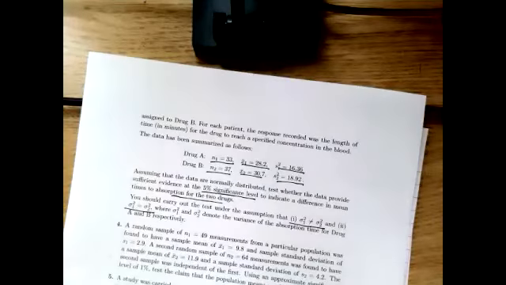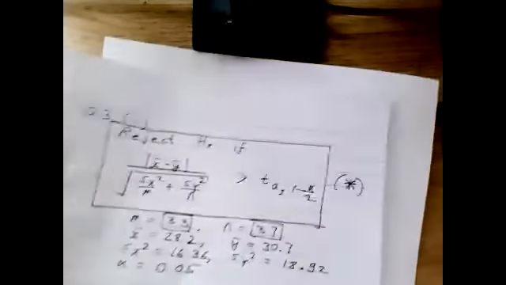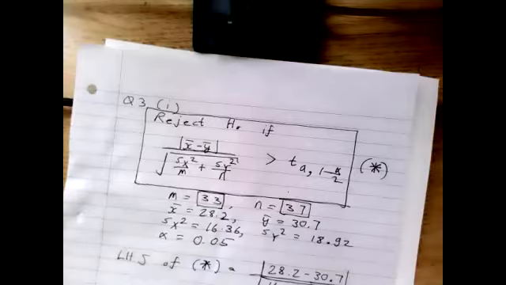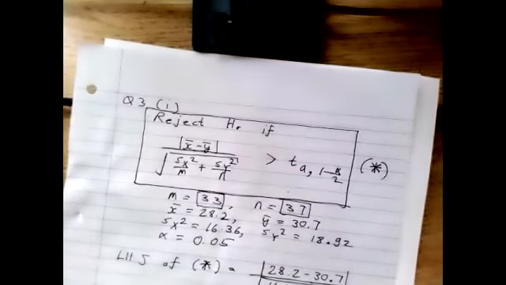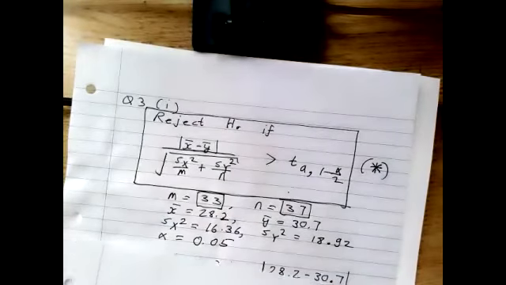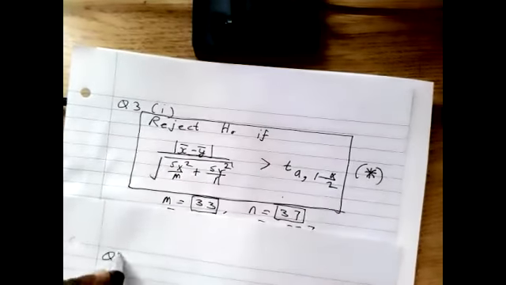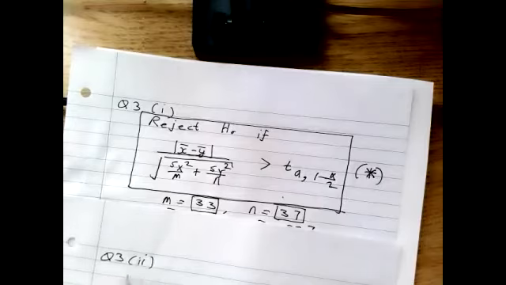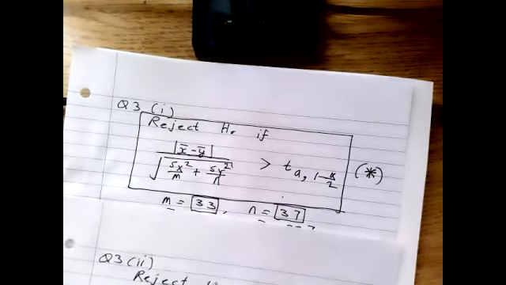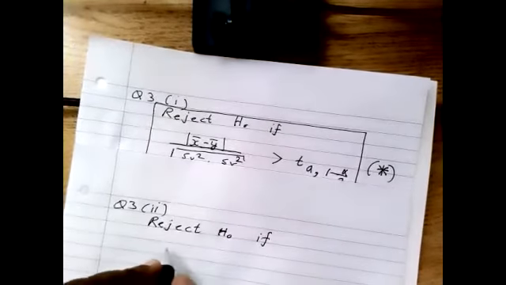Let me show you that. So here we are. Get a piece of paper. This is question 3, part 2. The first thing I'm going to do is write down the rule for rejecting the null hypothesis, which is the following.